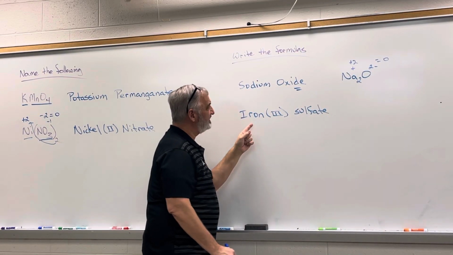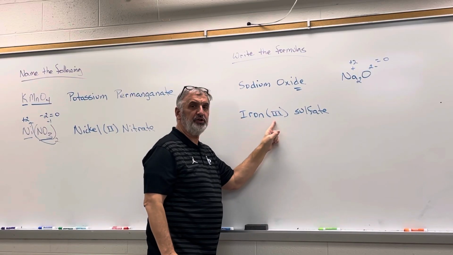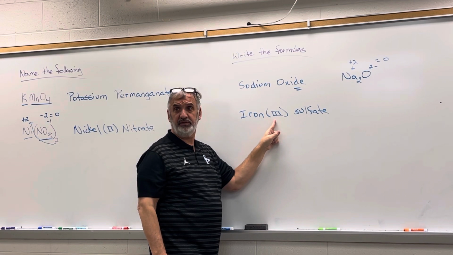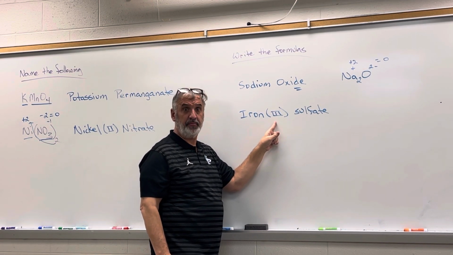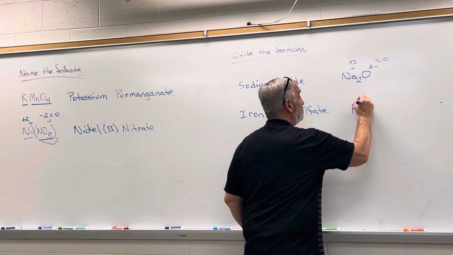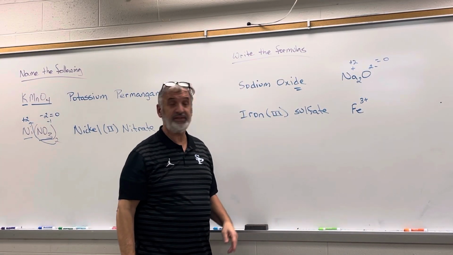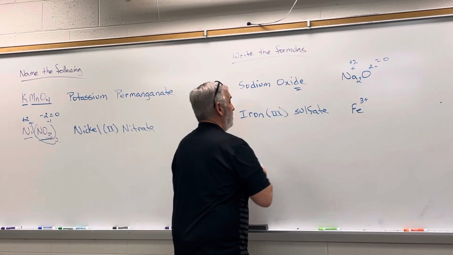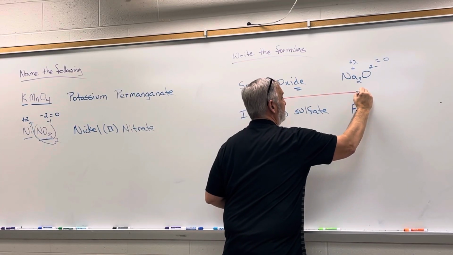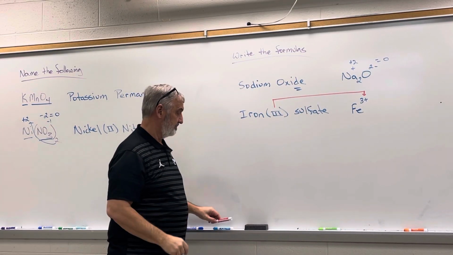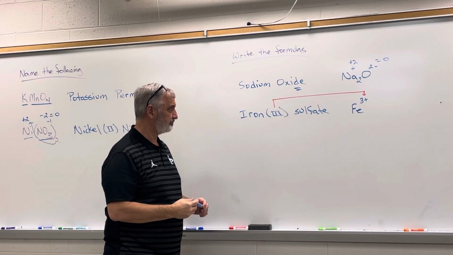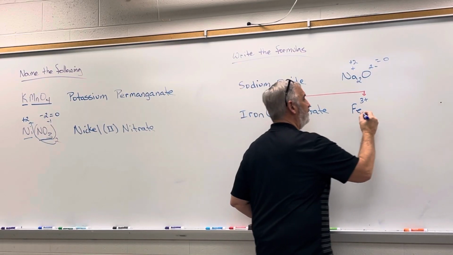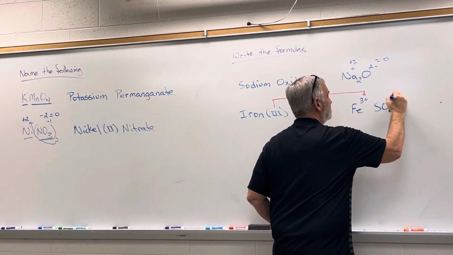All right, so now I say iron 3 sulfate. Well, what does the Roman numeral tell me about iron? No, it doesn't tell me that there's 3 of them. The charge is +3. So I'm going to write Fe and then 3 plus. Okay, that's what the Roman numeral is telling me. The Roman numeral 3 is telling me that. Okay? And what's sulfate? SO4. And it's 2 minus.